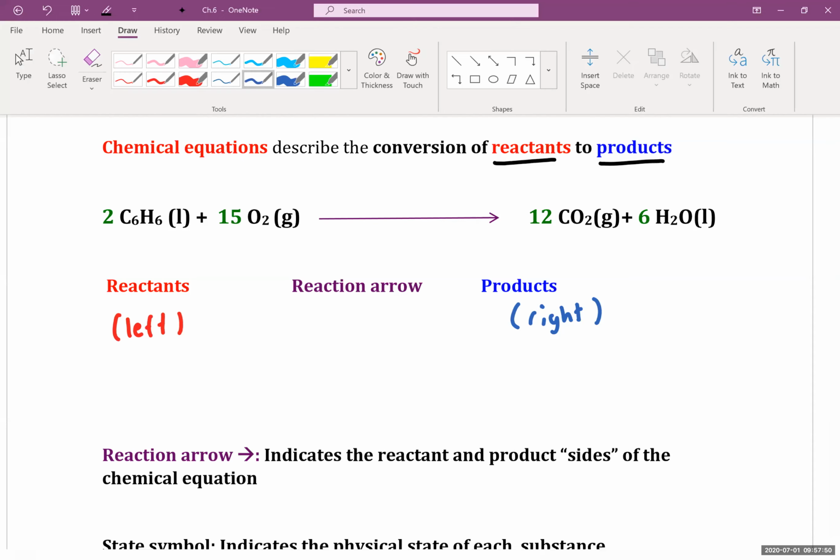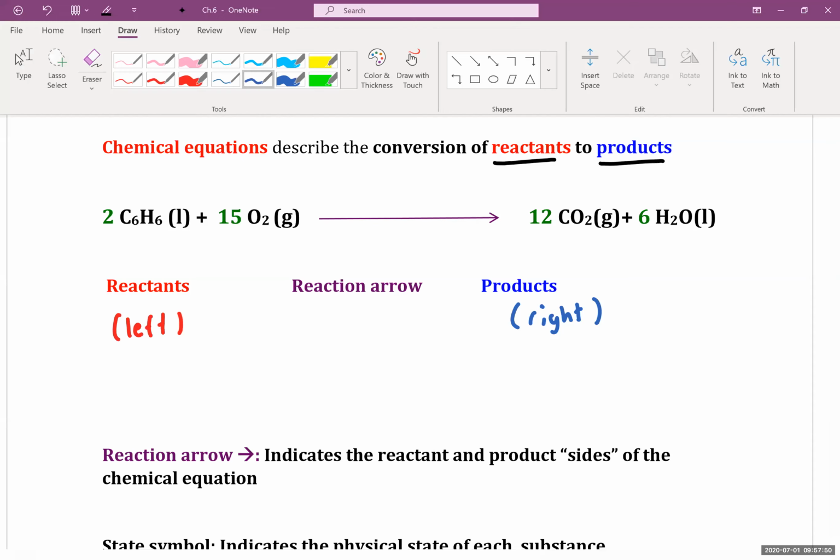Additionally, there's other information contained in the chemical equation. So as you notice, each of our compounds and elements in this chemical equation has a symbol after it. This symbol is known as the state symbol, and it indicates the physical state of each substance. S for solid, L for liquid, G for gas, AQ for aqueous, where aqueous is very specific and it means that it's dissolved in water. We've seen these state symbols before, and we're quite familiar with how to assign them to different elements.